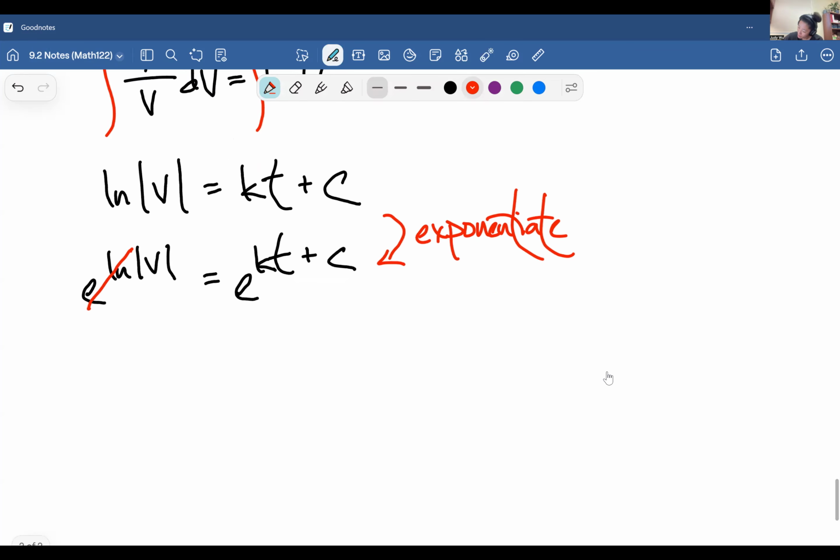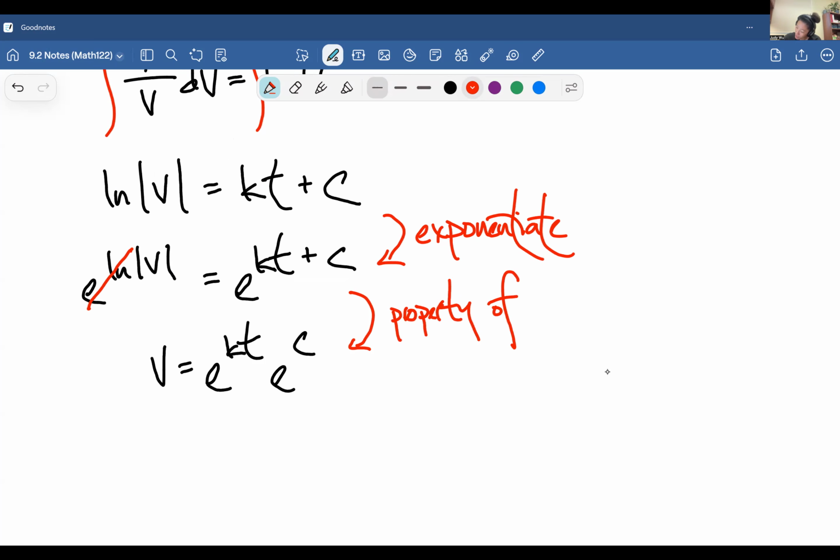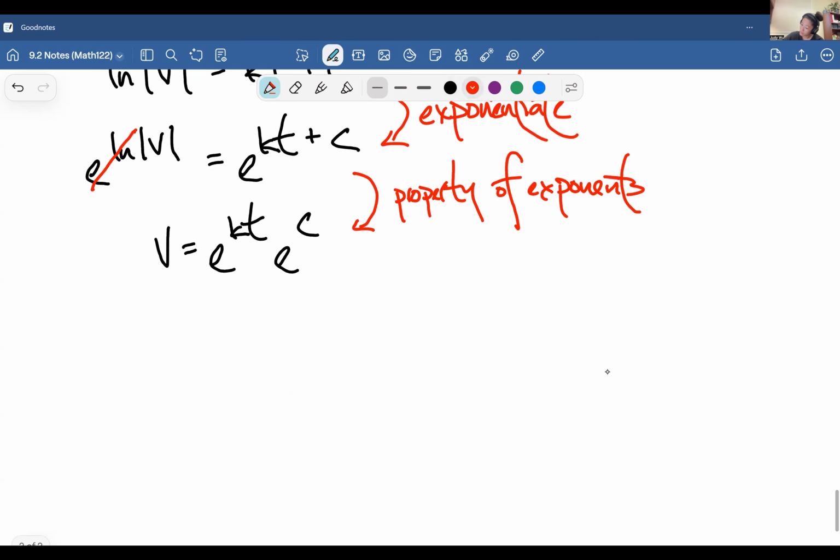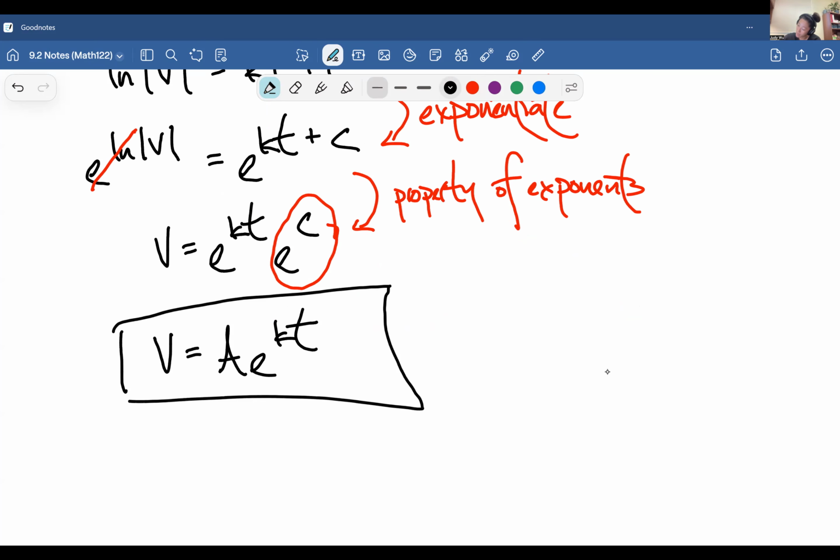Okay? So once we exponentiate, we get V equals e to the kt times e to the c. And this is a property of exponents. When we're adding our exponents, we can break them down into the first one times the second one. Now, don't forget that e to the c is just a number, so let's write this as V equals A e to the kt. And what we have here is our general solution.